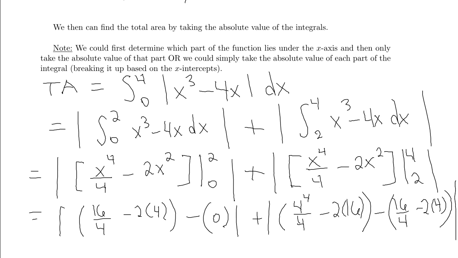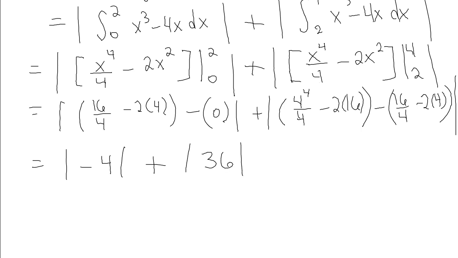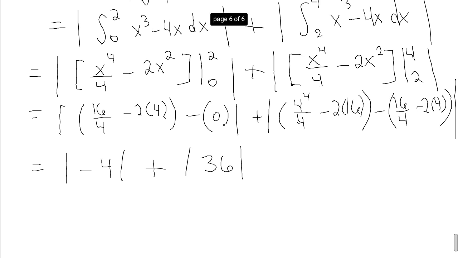Okay, so I want to work this out now. For the first one, I get the absolute value of negative 4 once I cancel all like terms, plus the absolute value of 36. So we can tell our function was above the x-axis on the interval 2 to 4, and below the x-axis between 0 and 2, which is why we got a negative area between 0 and 2 and a positive area between 2 and 4. So now we just take the absolute value of that negative area, so it becomes 4 plus 36, and we get a total area of 40.